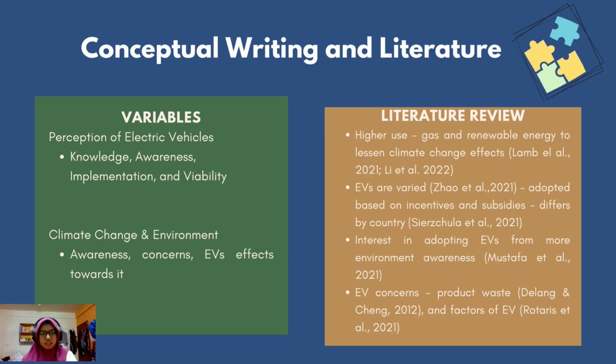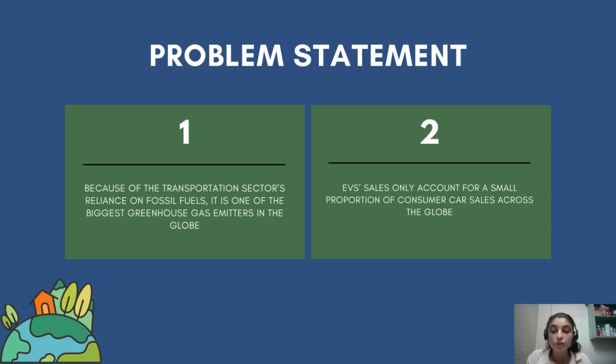EVs also vary in terms of types, such as plug-in hybrid EVs. Adoption of EVs differs by country based on the incentives and subsidies by the government, but it is not a determining factor in the adoption. There is also a concern on product waste and EV factors, such as driving range and even the price of the EV. So the next part is the problem statement.